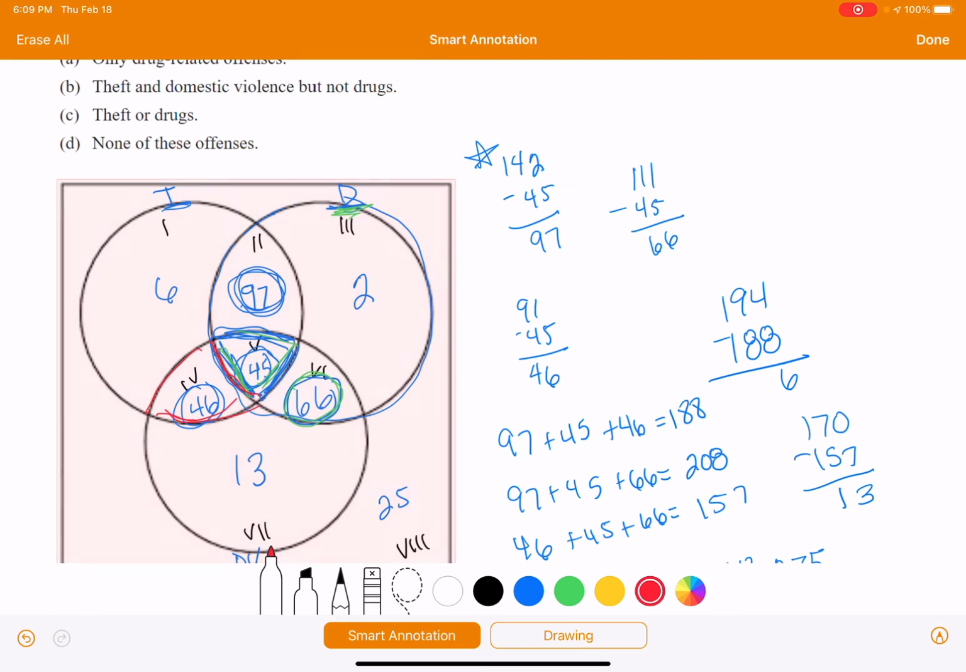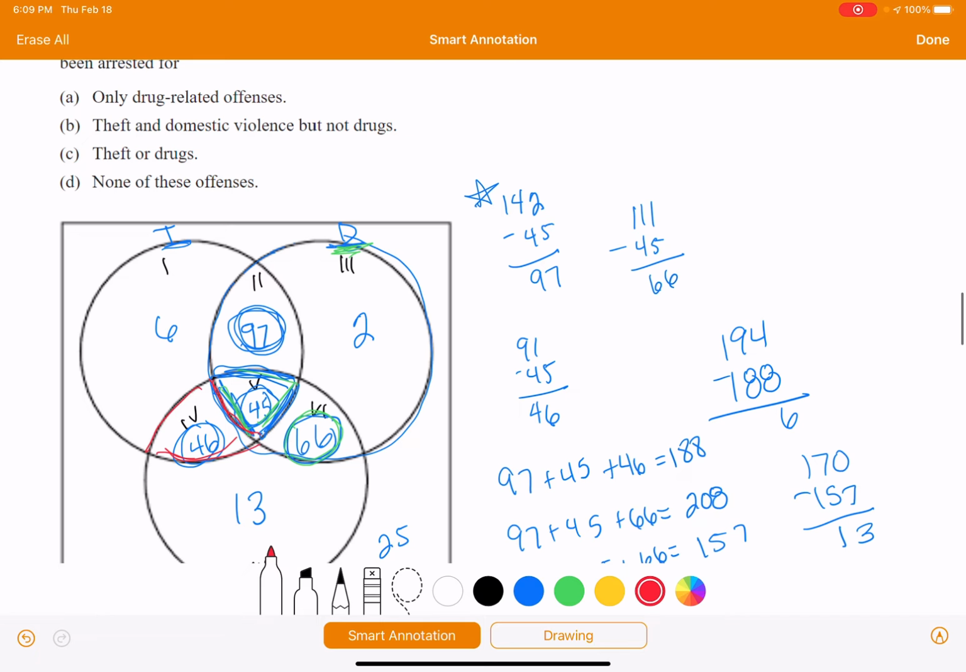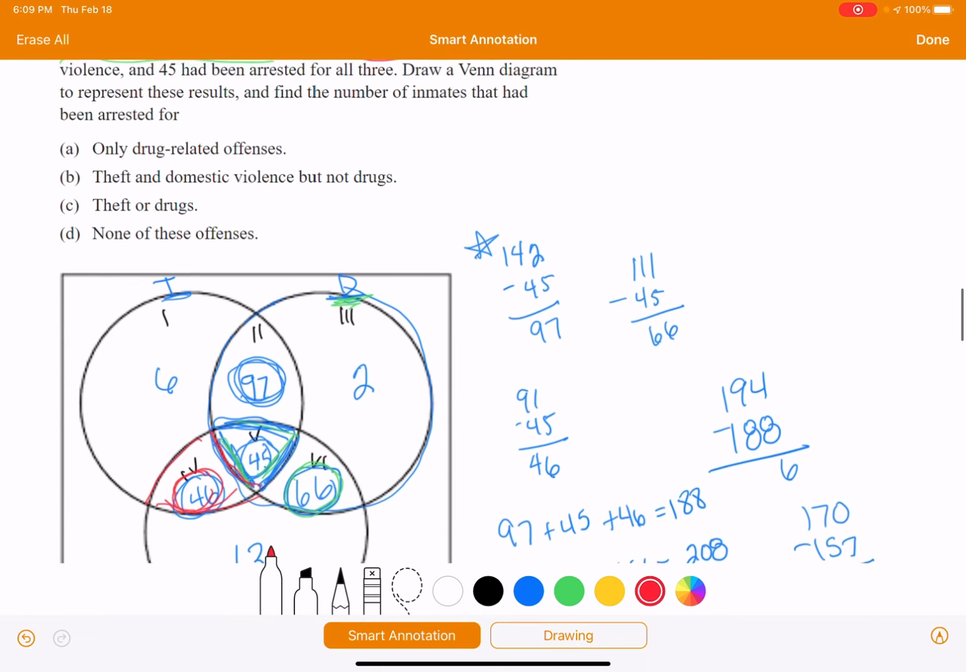So I already have the 45 there. So I'm going to take that 91 minus the 45, and that's how I end up with my 46. Okay, so now I have these 3 numbers plus the center, which was 45. I am able to do more math to figure out just my theft.